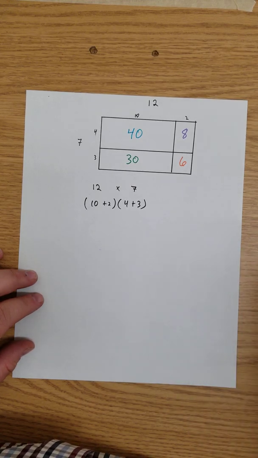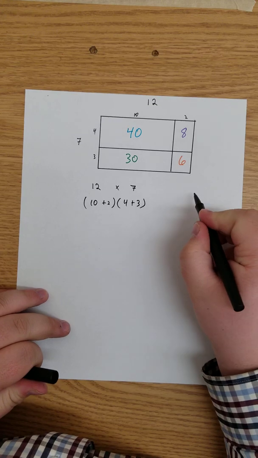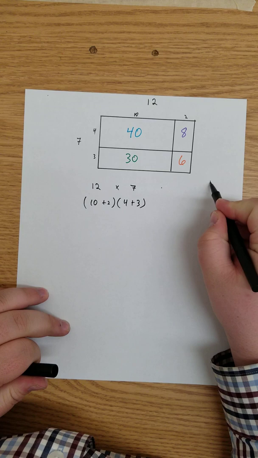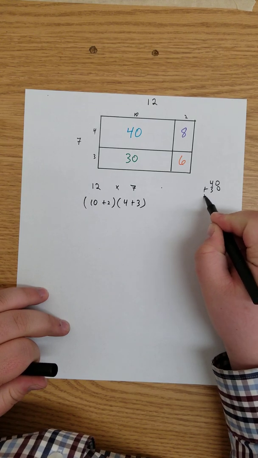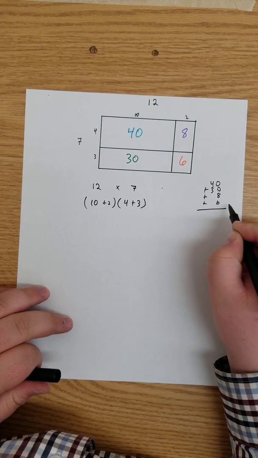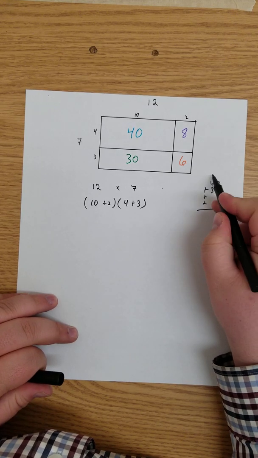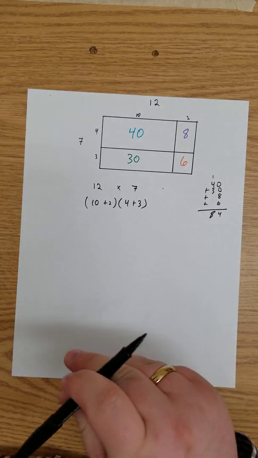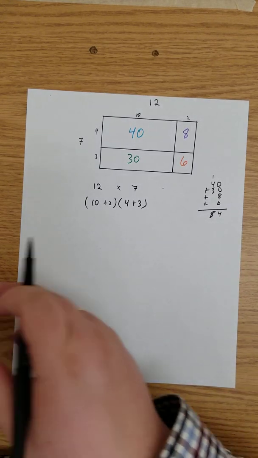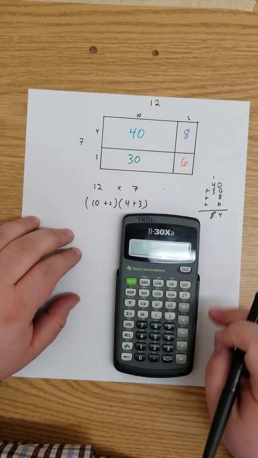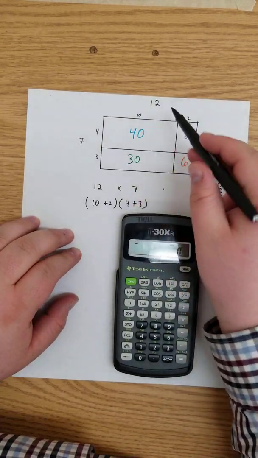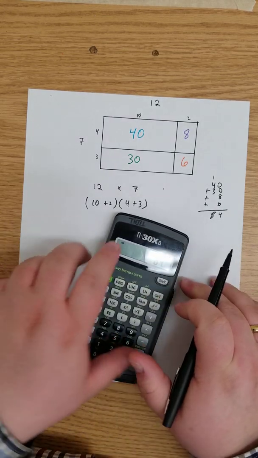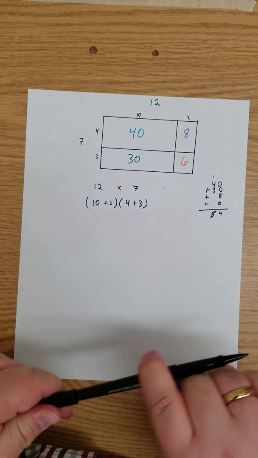Okay, when we add all this up together, we get that the area is equal to 40 plus 30 plus 8 plus 6. That's 14. That's 5 plus 3 is 8. And just a quick look on our calculator, just to make sure. 7 times 12 is indeed 84. So how does this help us? How does this help us at all?